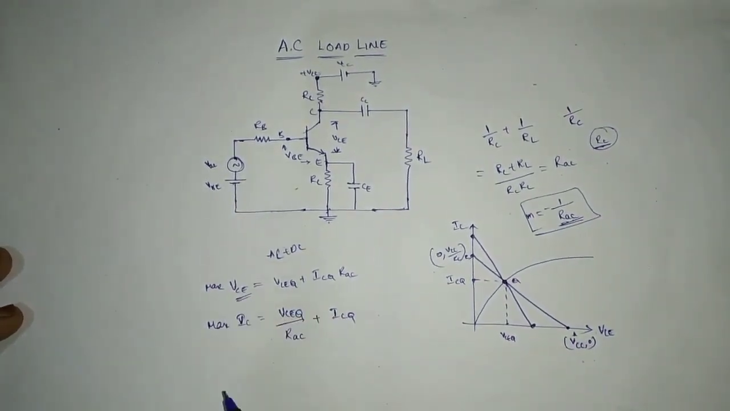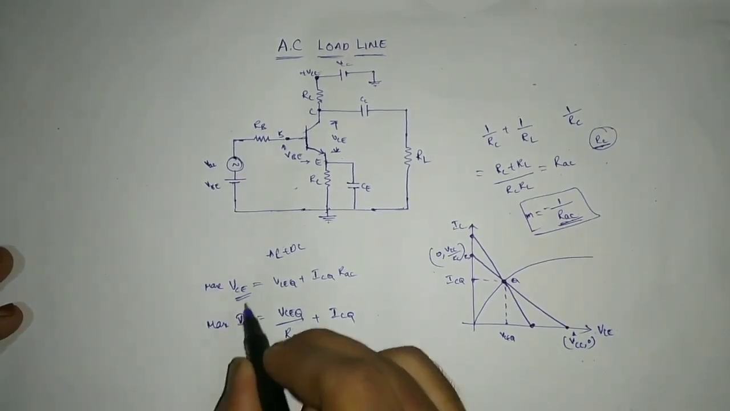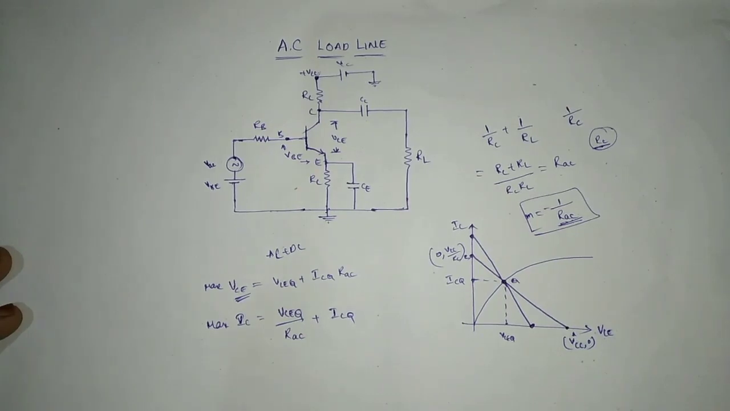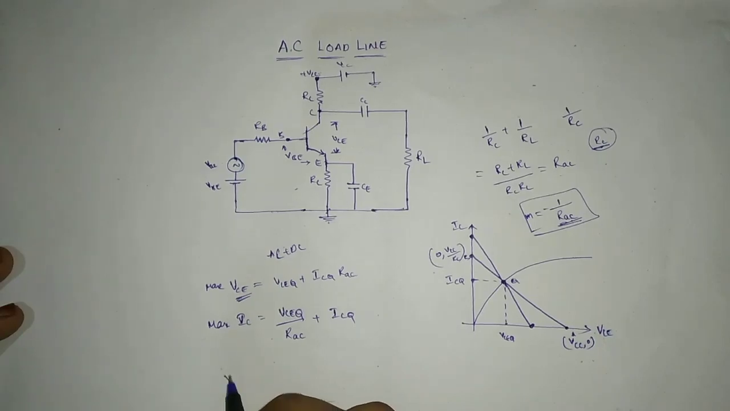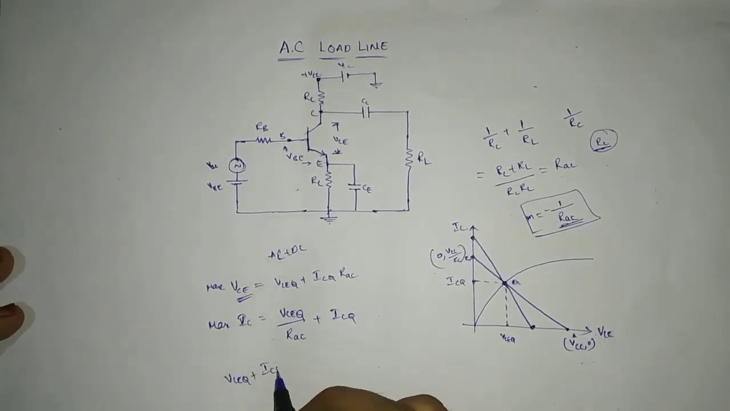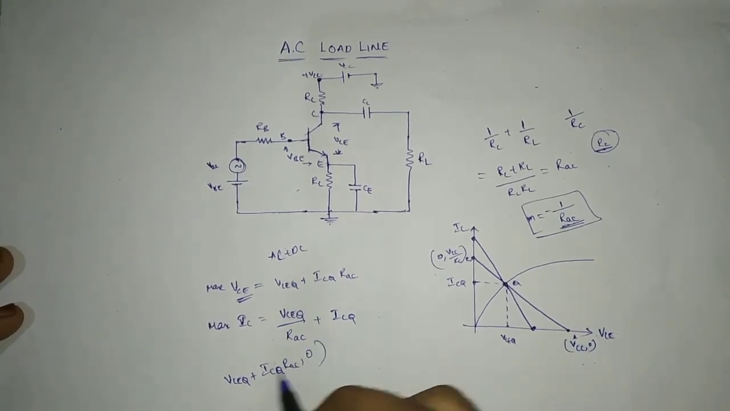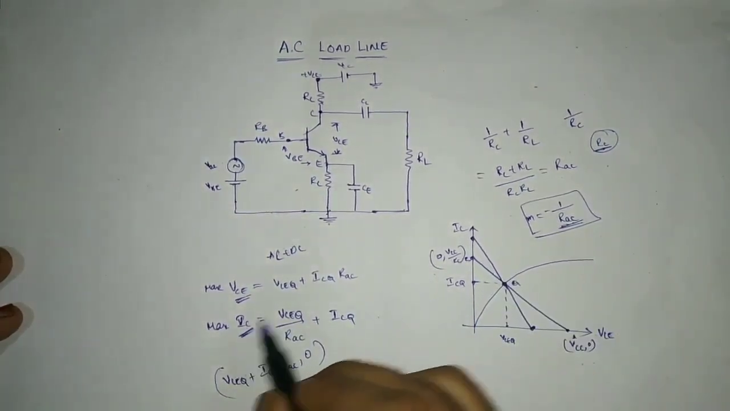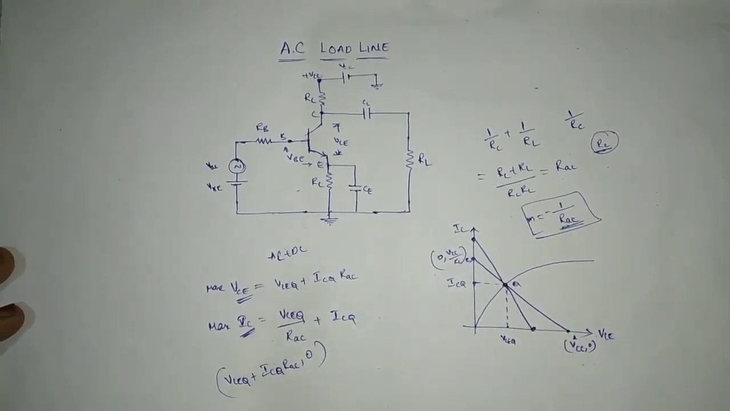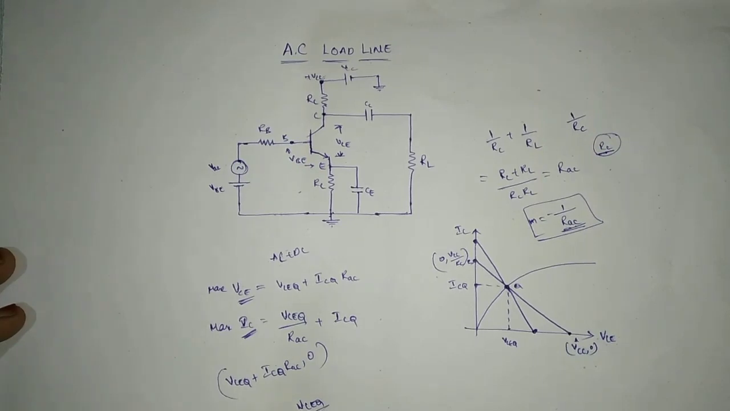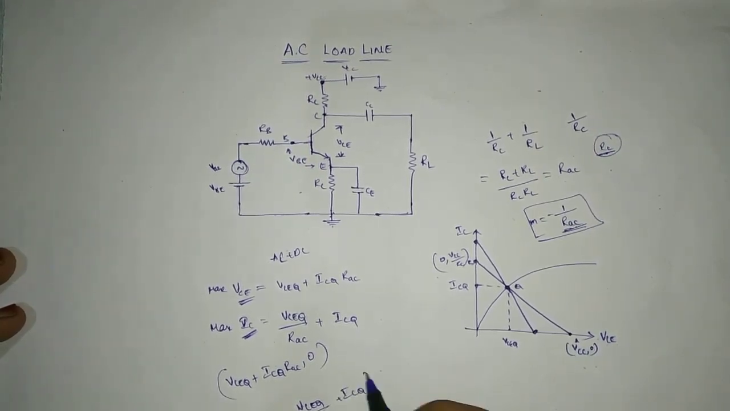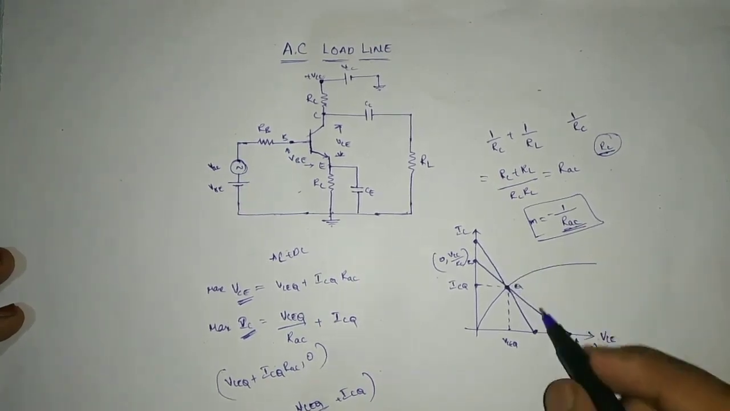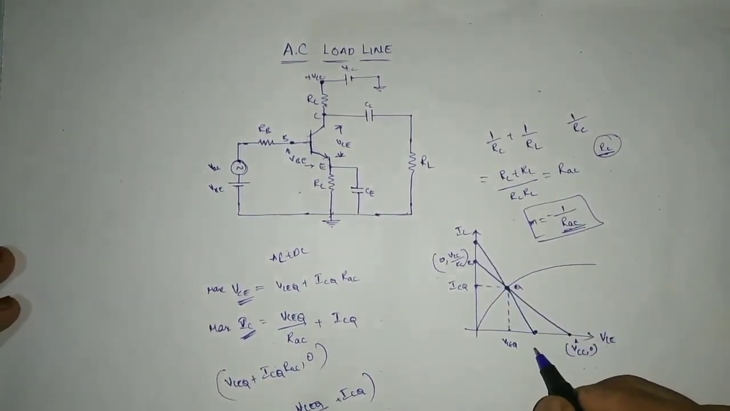This is the maximum VCE. So, at the maximum VCE, IC will be 0. So, one point we have got as VCEQ plus ICQ RAC comma 0. This is the one point, and the another point is max IC, which will occur at VCE equal to 0. So 0 comma VCEQ by RAC plus ICQ. This is the another point. With the help of 2 points, we can plot the AC load line also.